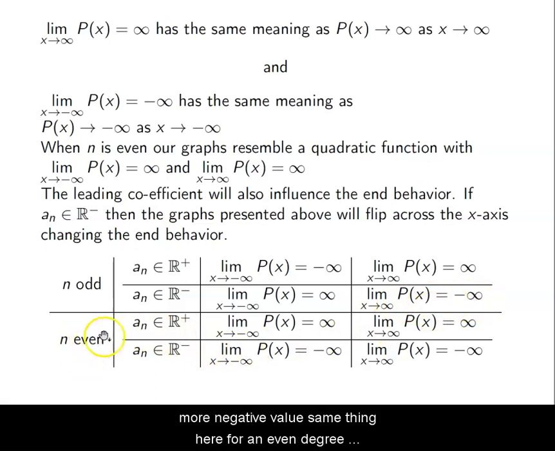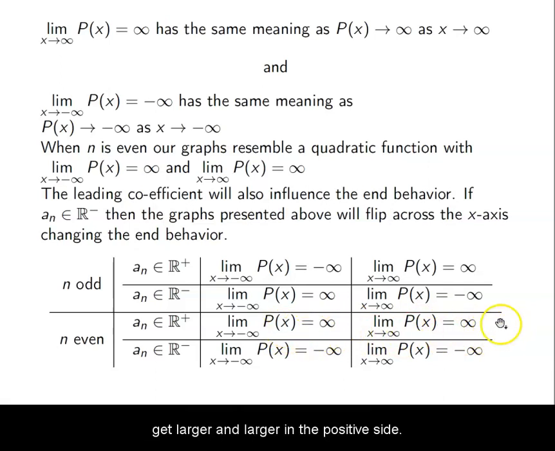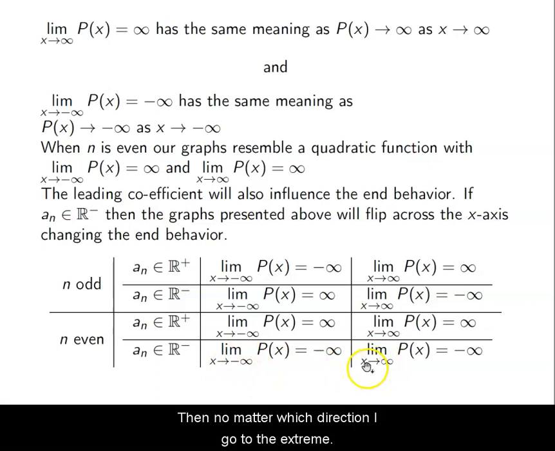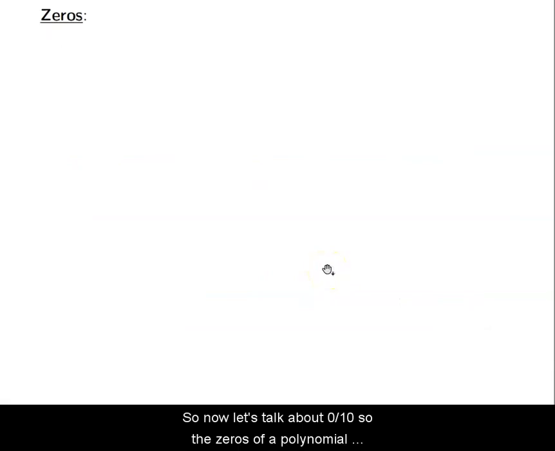Same thing here for an even degree. If my lead coefficient is positive, no matter which direction I'm going, my function tends to get larger and larger on the positive side. If I flip it over the x-axis because my lead coefficient is negative, then no matter which direction I go to the extreme, positive infinity or negative infinity, my outputs just get more and more negative, okay? So that's how we read this. It just makes the notation a little bit simpler to read. Again, you have to make sure you're looking at what x is doing, and then this represents what your function is doing, okay? So now let's talk about zeros.